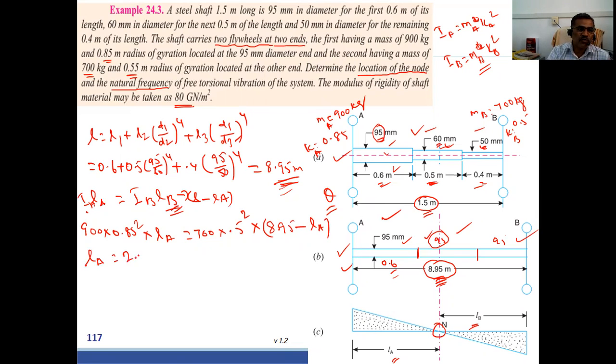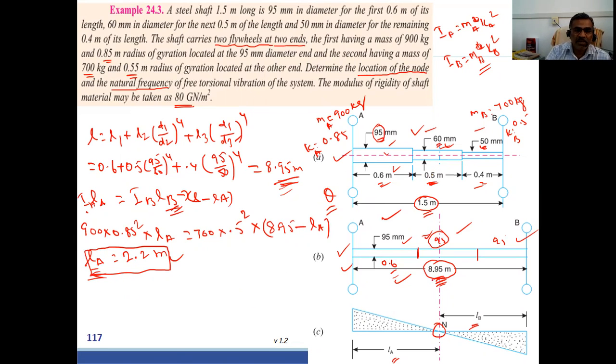LA is equal to 2.2 meters. This is in the equivalent shaft, not in the original shaft. The original shaft length is not 2.2, that you have to find. In the equivalent shaft, it is 2.2. Then what is the length in the original shaft? We can calculate.